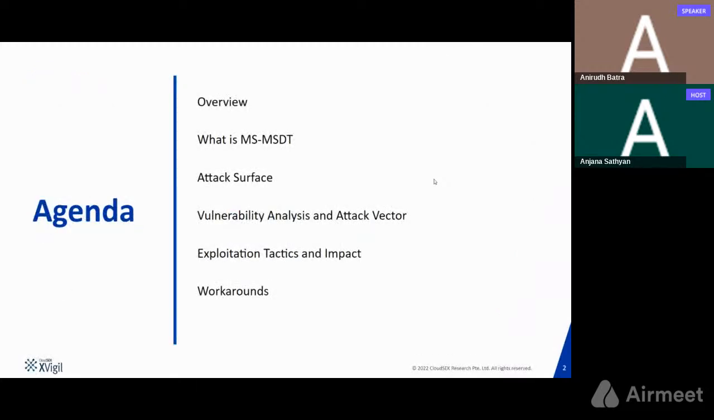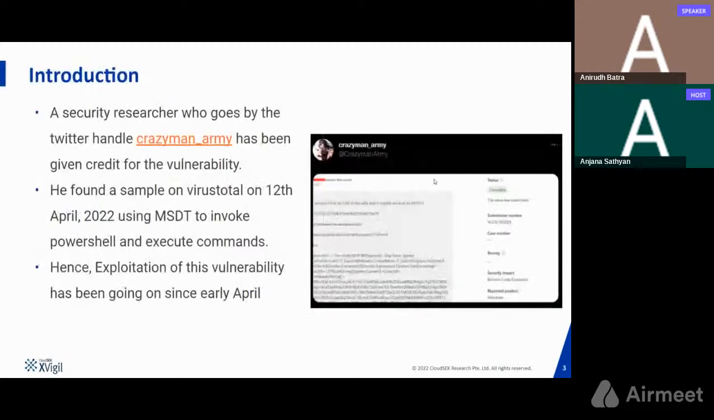What exactly is Follina? What exactly is the protocol behind it which makes all the difference, MSDT, the attack surface, the vulnerability analysis and the attack vectors which have been identified as of yet, a short demo with the exploitation tactics and the impact, and also the official workarounds which have been mentioned by Microsoft in their official blog. Plus, I've added a bonus section called detection. So, how are threat hunters detecting exploits in the wild, and how can you save yourself from this thing called Follina, right?